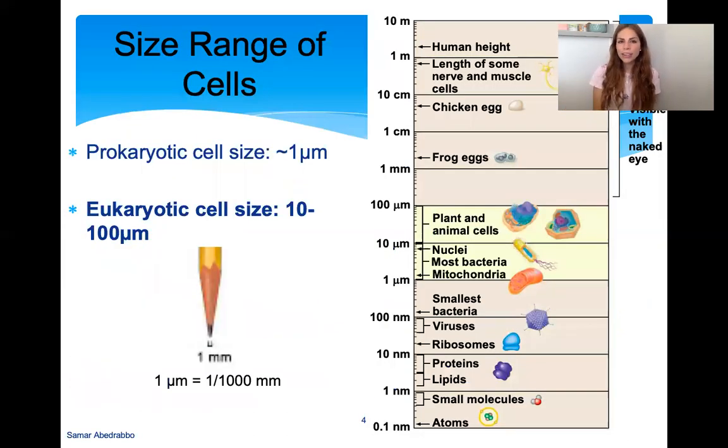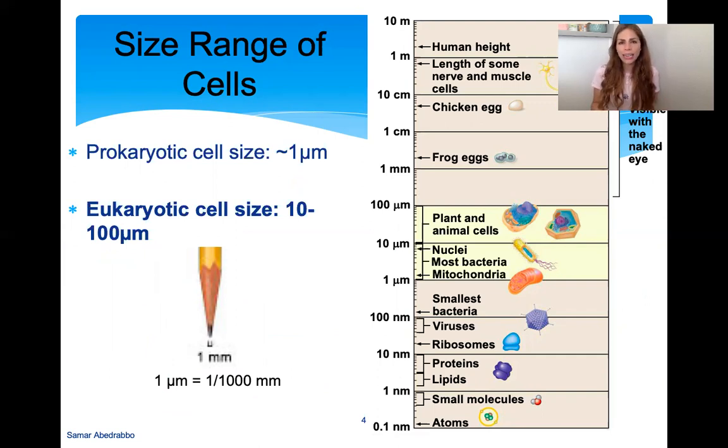Okay, now prokaryotic cells, let's just compare the cell size. Prokaryotic cells are generally much smaller than eukaryotic cells. Bacteria are generally much, much smaller than human cells. So prokaryotic cell size is about 1 micrometer. Micrometer and micron mean the same thing.